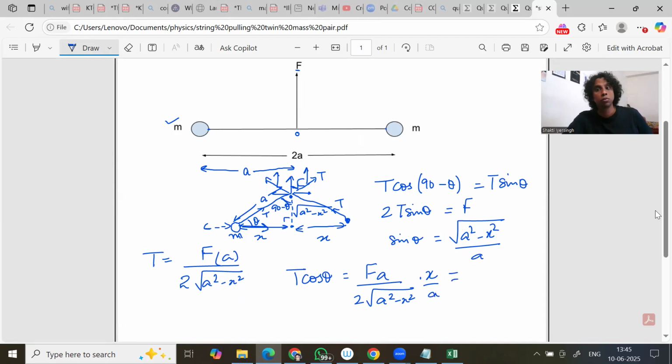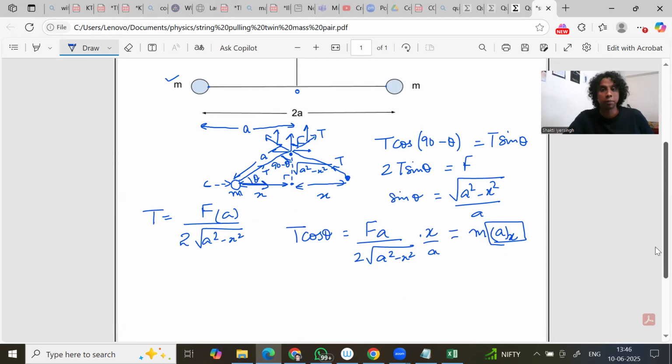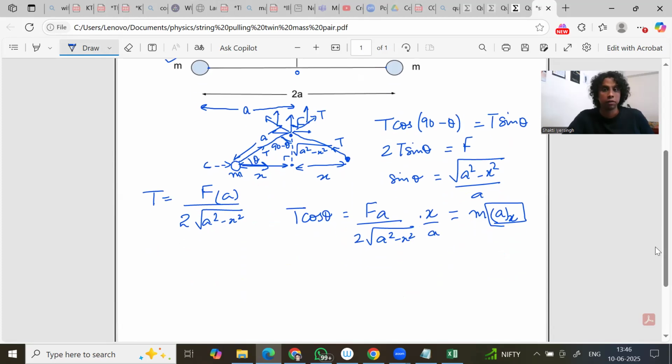This is going to be equal to the mass times its acceleration. And this acceleration a_x is what we are after. And remember, this is different from this variable a, which is distance. And the last step: I will cancel this a with this a, and I'm going to get F times x upon 2 m times root a square minus x squared. And this is going to be the horizontal acceleration of the mass on the left. And by symmetry, it's also going to be the acceleration of the mass on the right.